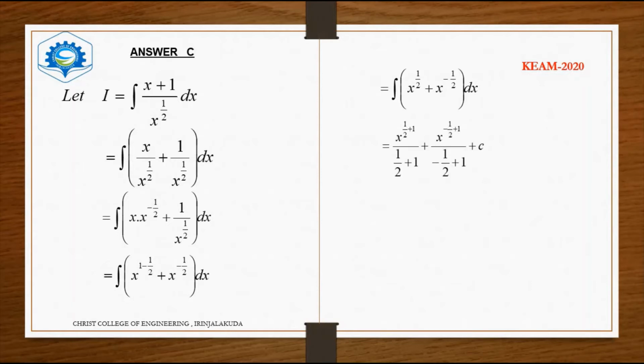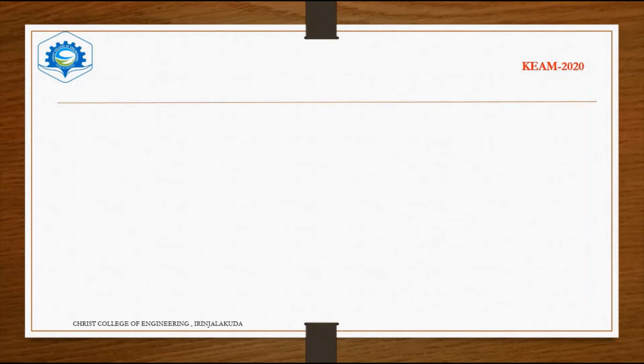Okay. So here I have written x raised to half plus 1 by half plus 1 plus x raised to minus half plus 1 by minus half plus 1. After simplifying, this will be your answer. Now let us move on to the next question.